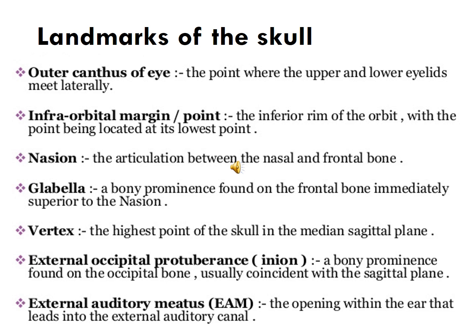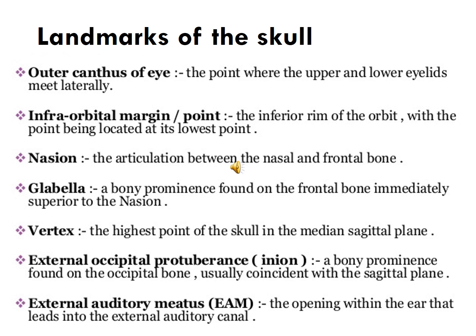Some of the important landmarks of the skull are outer canthus of eye, inferior orbital margin or point, nasion, glabella, vertex, external occipital protuberance, which is also known as inion, and external auditory meatus. What is outer canthus of eye? It is the point where the upper and lower eyelids meet laterally.